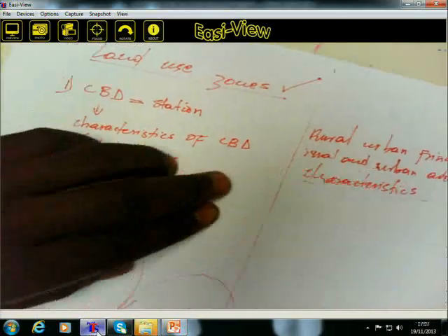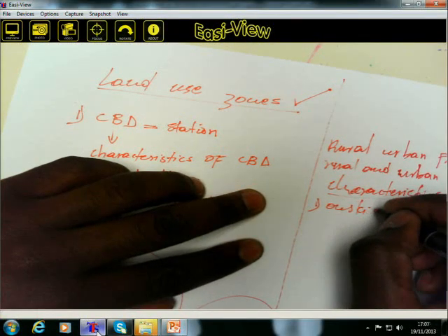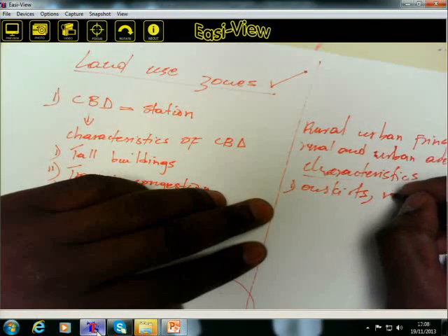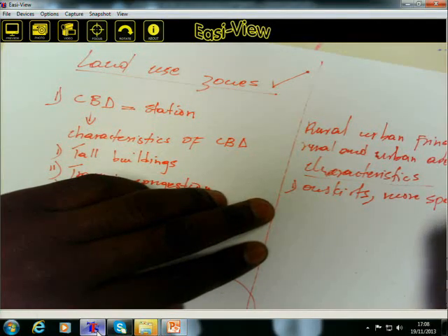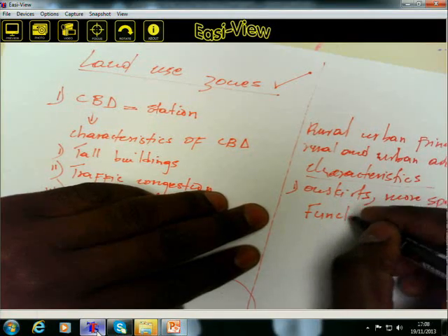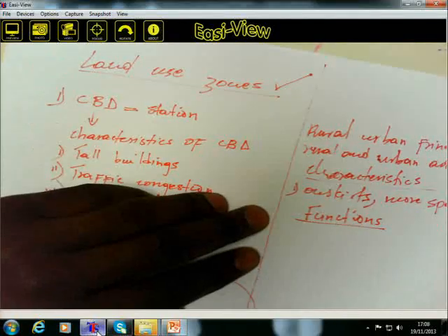Characteristics of the rural urban fringe. We say number one, it is on the outskirts. It is associated with more space. Then what are the functions? Very important. What are the functions that you get on the rural urban fringe?